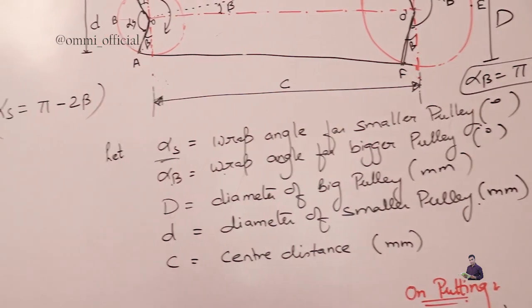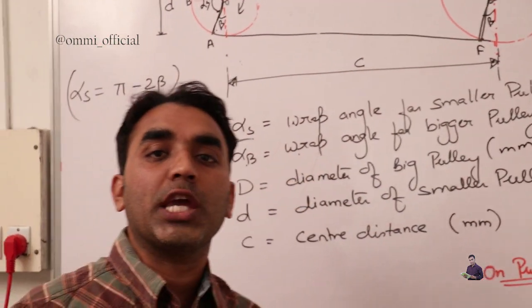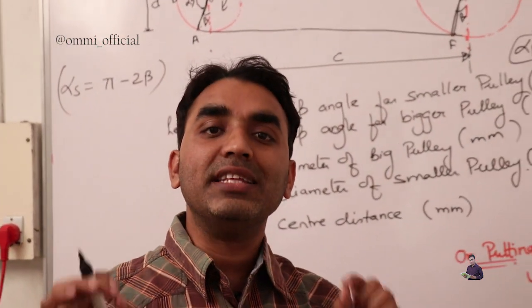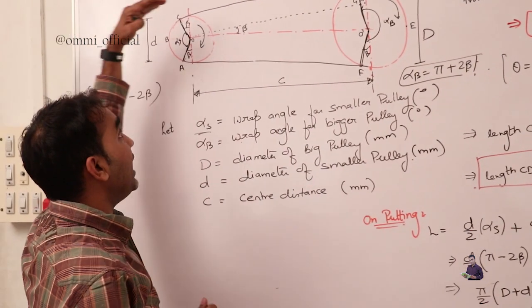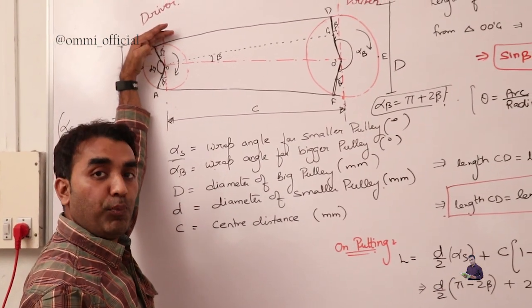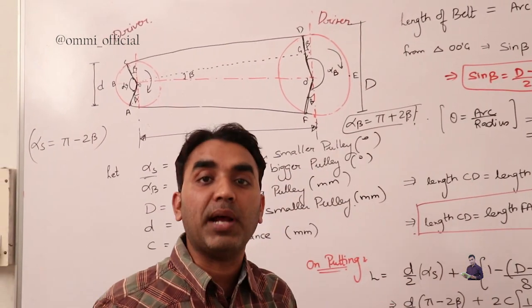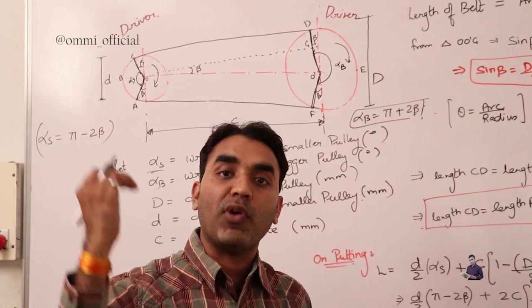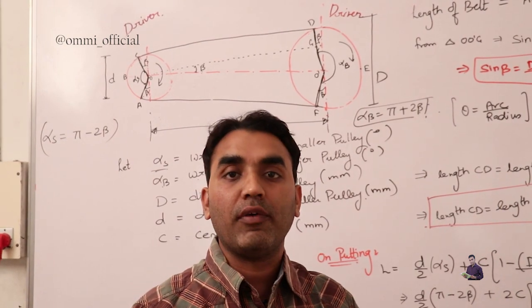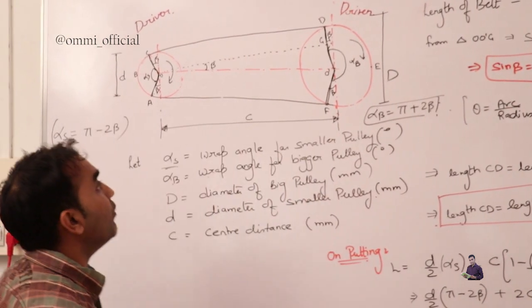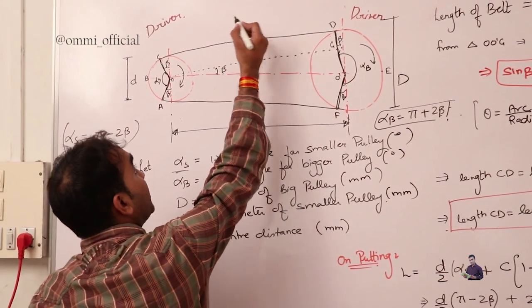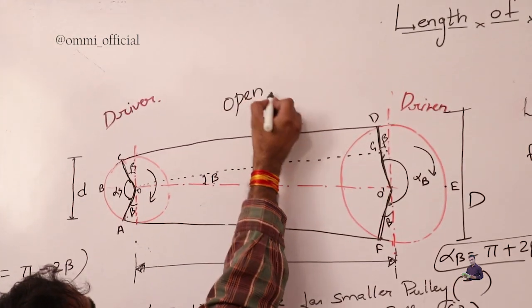Now dear, what is the length of the belt? Right now we are talking about the open belt. An open belt is that belt in which the belt leaves the top of one pulley and goes to the top of another pulley. But in the cross belt, the belt leaves the top of one pulley and goes to the bottom of the other pulley. So right now we are moving with the open belt. I mentioned here it's an open belt drive.